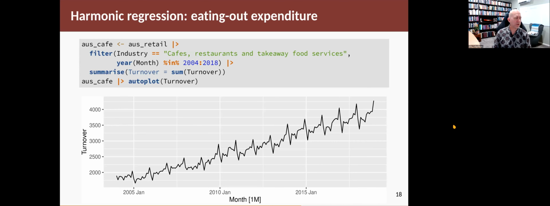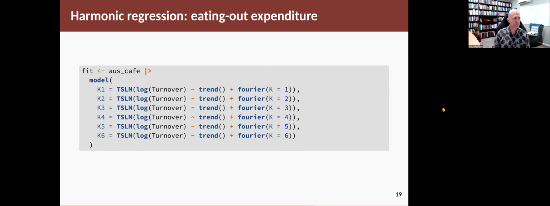Let's look at another example. This one is the expenditure on cafes, restaurants, and takeaway food services in Australia every month between 2004 and 2018. And you can see that it's trended, that it's seasonal, and the seasonality is relatively complicated. Let's see how we go handling this with sine and cosine terms.